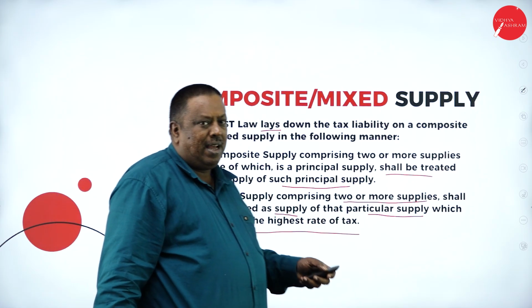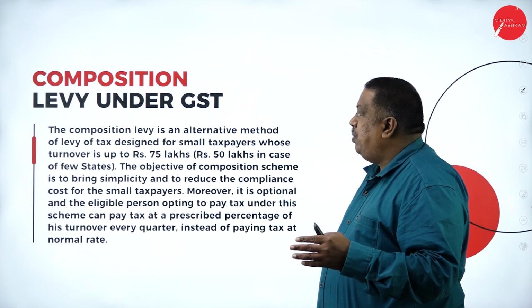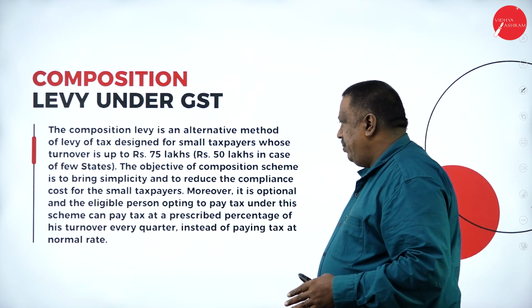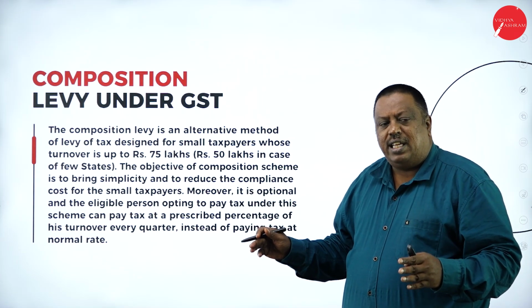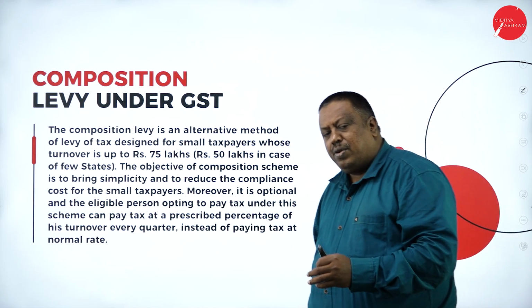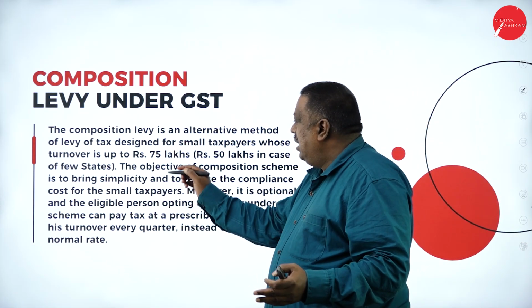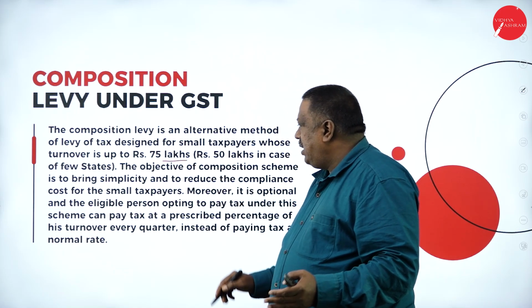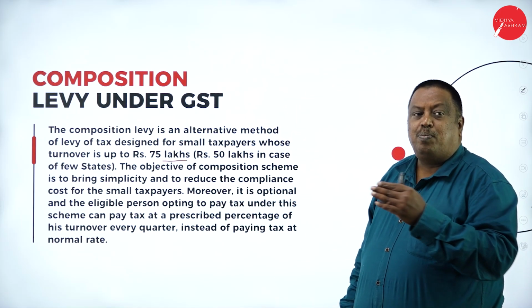Next we have here composition scheme and normal scheme. In our business concept here, if any transaction or the turnover of the business is up to 75 lakhs, they can opt for the composition scheme.